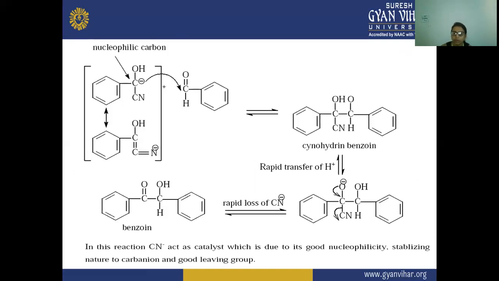So this nucleophilic carbon will get attached to the second molecule of benzaldehyde, and there is a formation of the cyanohydrin benzoin. There is a rapid transfer of the acid, that is the H positive proton, and there is a formation of this intermediate, and there is a rapid loss of the cyanide ion, and there is a formation of this benzoin.